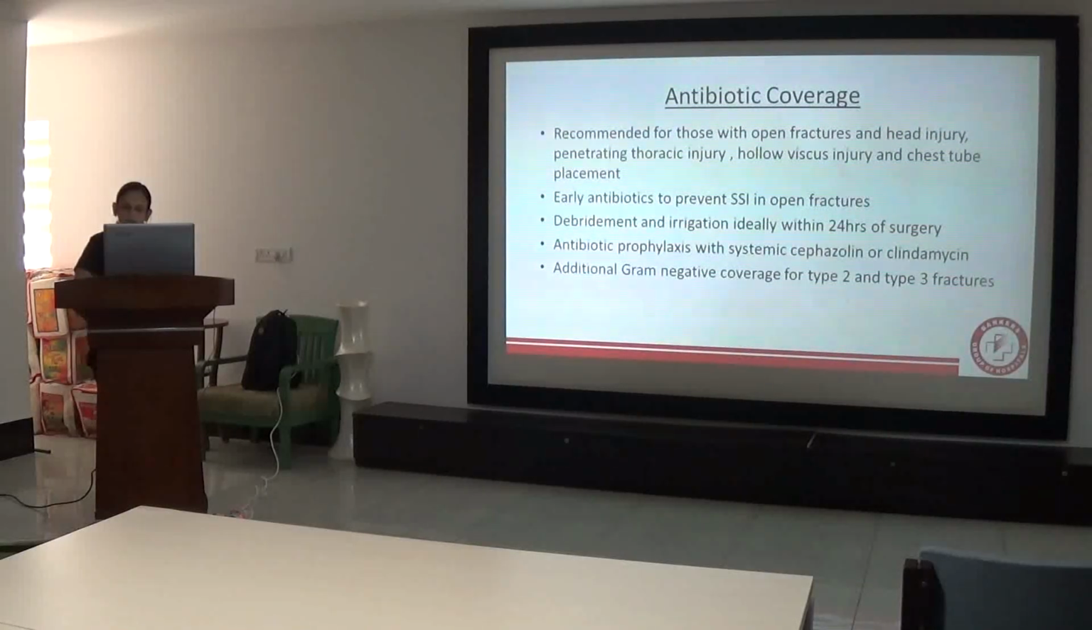In general, if any trauma patient is coming, do we give a higher antibiotic? No, we won't. We'll just begin with basic gram positive coverage. But if you see there is a lot of lacerations in the skin, there are bad open contaminated wounds, and there are open fractures, then you can definitely go ahead with gentamicin, anaerobic coverage and gram negative coverage. Otherwise, simple gram positive coverage is fine.